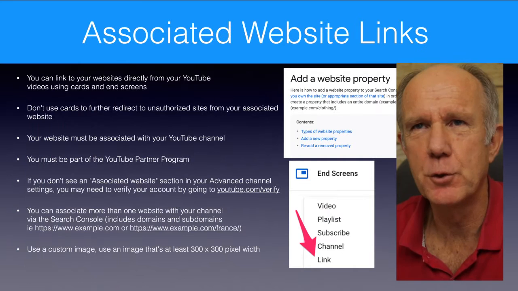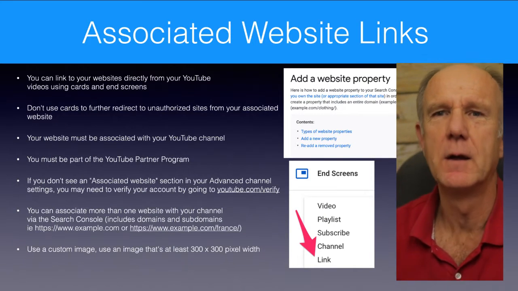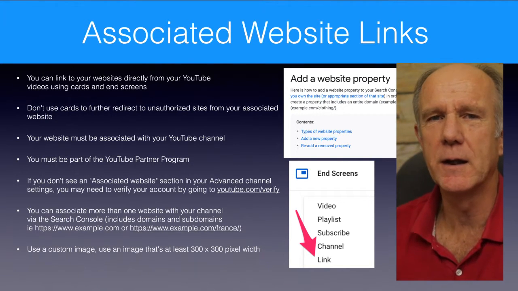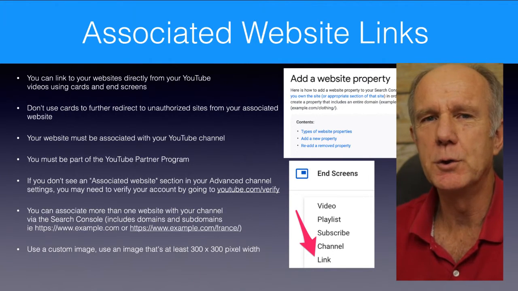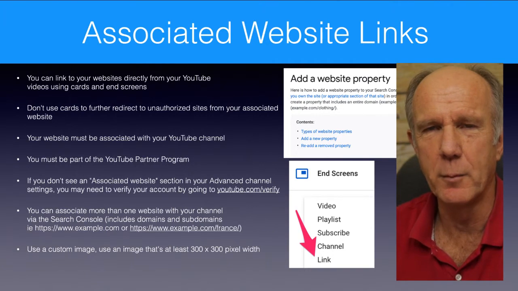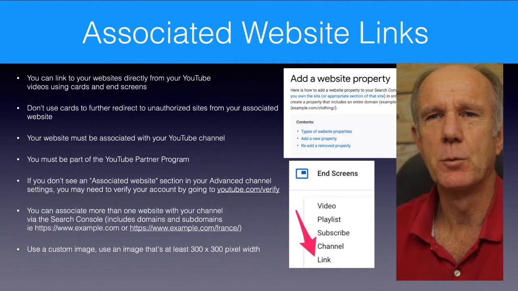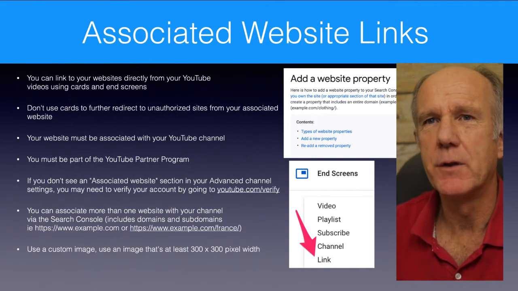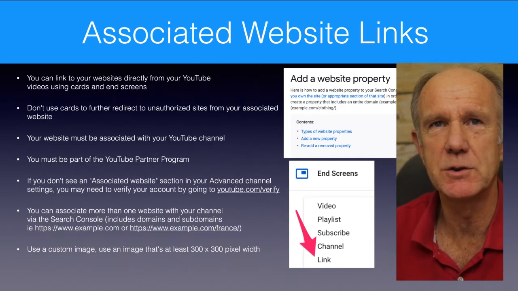So I mentioned associated website links. This is a website, like a domain.com, that you can link to your YouTube channel. And you can associate more than one website to your YouTube channel. I don't know what the number is, but when you go into your card or end screen, you just choose a link and add the website property.